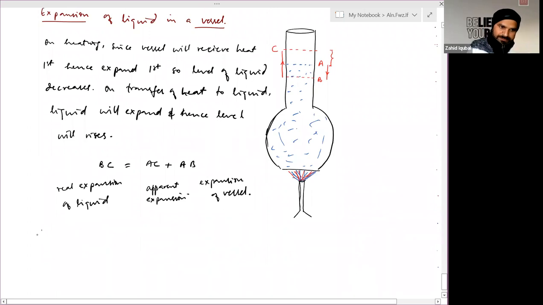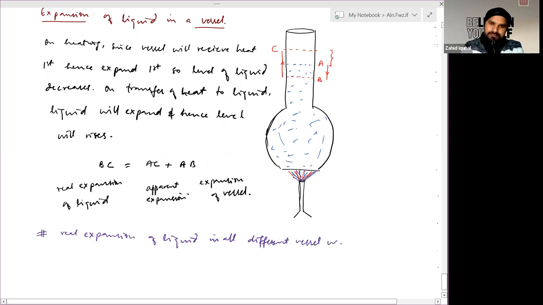So just remember, the real expansion of liquid in all different vessels will be the same.